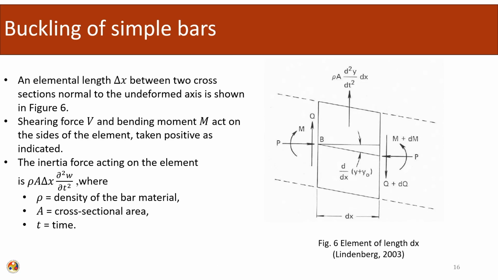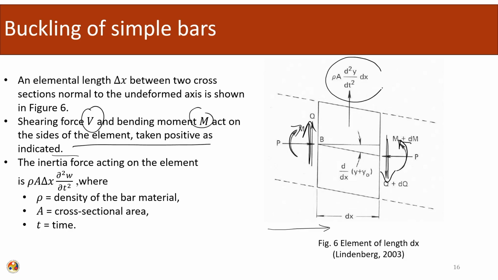So, after that what we do is that we cut a section. Between two cross sections, we cut out a piece of the bar. So, this is the elemental section that has been cut. The shear force and bending moments act on the sides of the element, taken positive as indicated. So, this is the nomenclature of our shear force and bending moment. As we are moving from one end to the other, this is the bending moment, and this is our direction of the shear force.